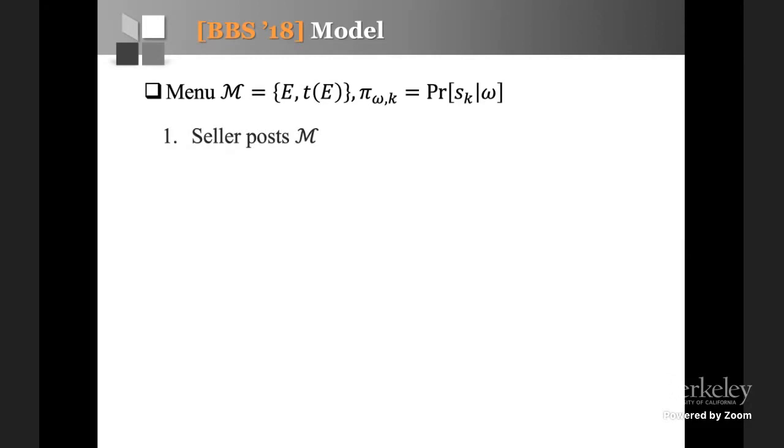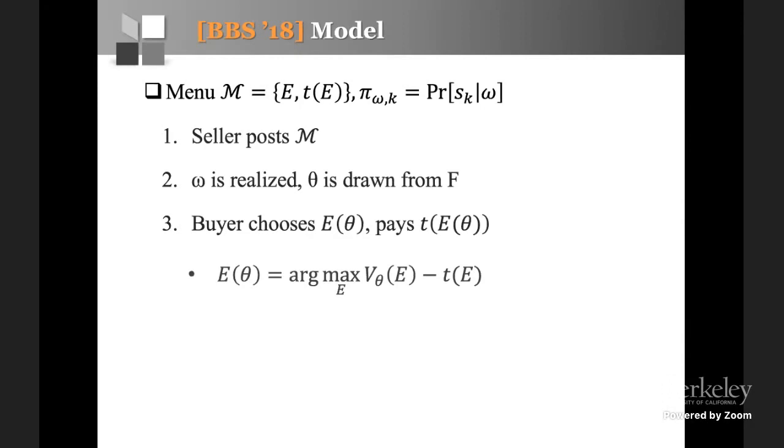price them accordingly. The timeline of the interaction between the seller and the buyer is the following. The first step is for the seller to commit to a collection of experiments and prices, which we call a menu. Once that happens, the state of the world is realized, as well as the type of the buyer. Now, based on her type, the buyer selects the experiment she prefers and pays the price for it. As in the auction setting, we assume that our buyer is quasi-linear.